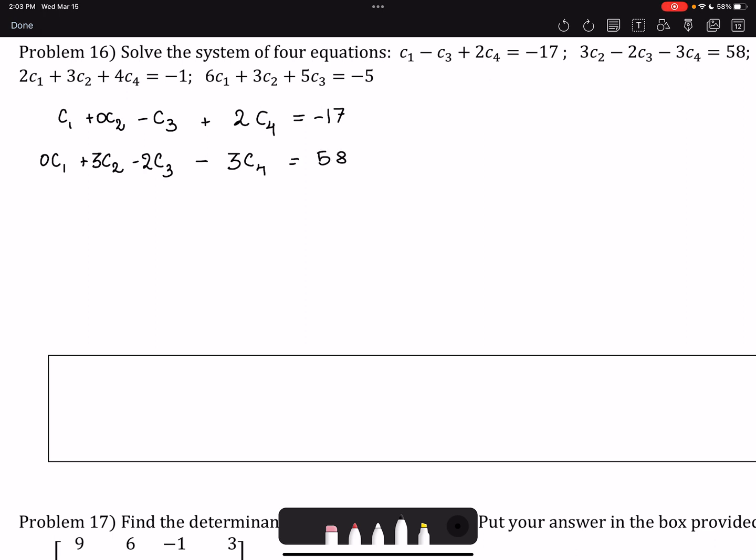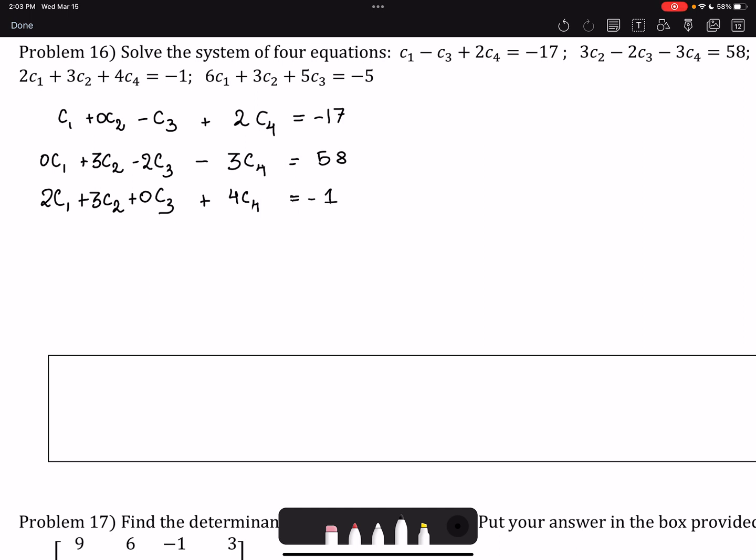Then we have a third one right here with 2C1 plus 3C2 plus 0C3. You see how it does not appear? 0C3 is like adding 0. And plus 4C4. And all of that is equal to negative 1.